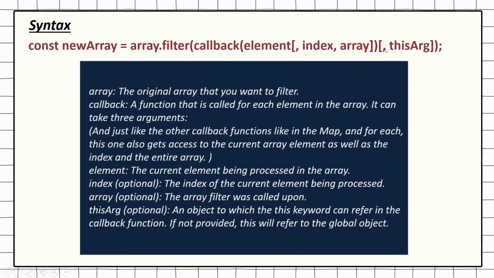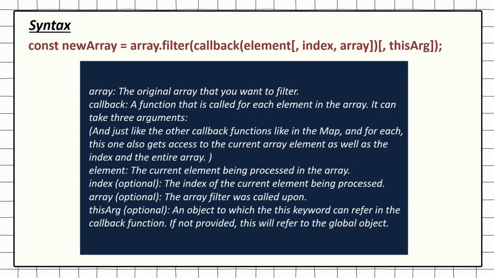And if we are not giving this second argument, that is the this argument for our filter function, then it will be referring to our global object, that is nothing but our window. So anyhow, it is referring to window. So you do not have to mention this argument, but still, it is a part of our syntax.